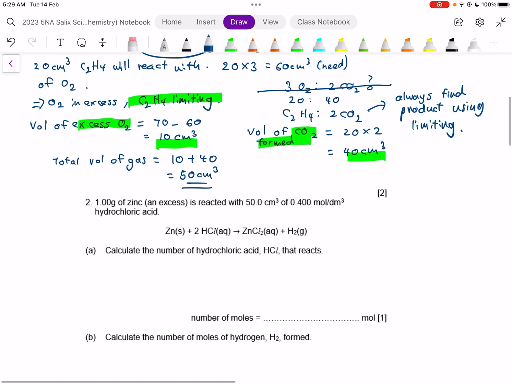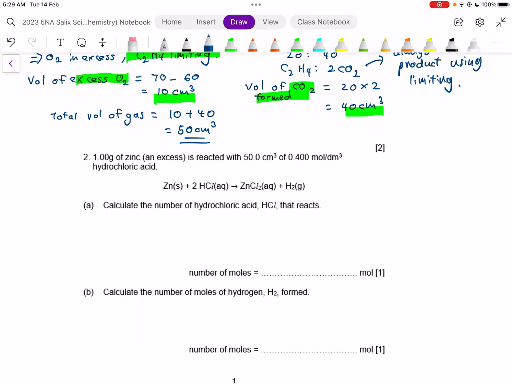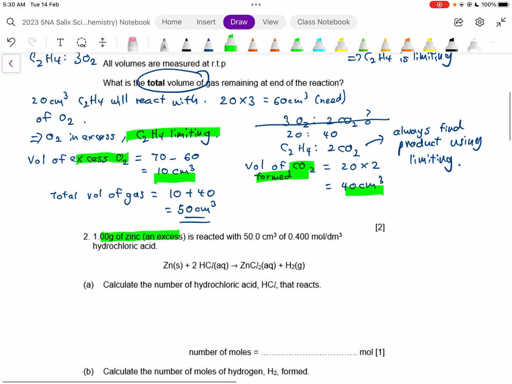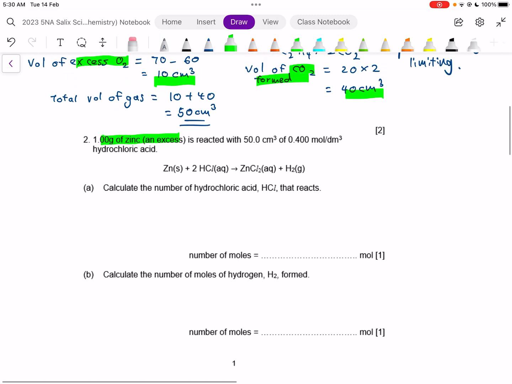Let's take a look at the next one. 1 gram of zinc is reacted with 50 cm³ of 0.4 hydrochloric acid. In this case, they already tell you which is in excess. Most of the time, the structured questions for O level are quite nice in the sense that they tell you what is the excess and what is the limiting. So just look out for that. You don't really have to come up with the sentence like what we did earlier to find out who is limiting. When it says excess, there's no need to write the sentence.